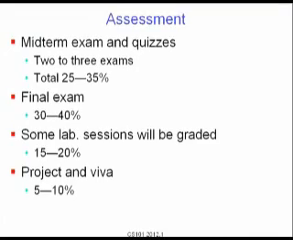So we'll have one midterm and maybe a few quizzes. They are indistinguishable from each other, so there'll be about 2 to 3 quizzes in all, amounting to 25 to 35% of the total credit. The final exam will be between 30 and 40%, and some lab sessions or exercises will be graded, amounting to about 15 to 20%. And if we do a project in Viva, it will be worth about 5 to 10%.